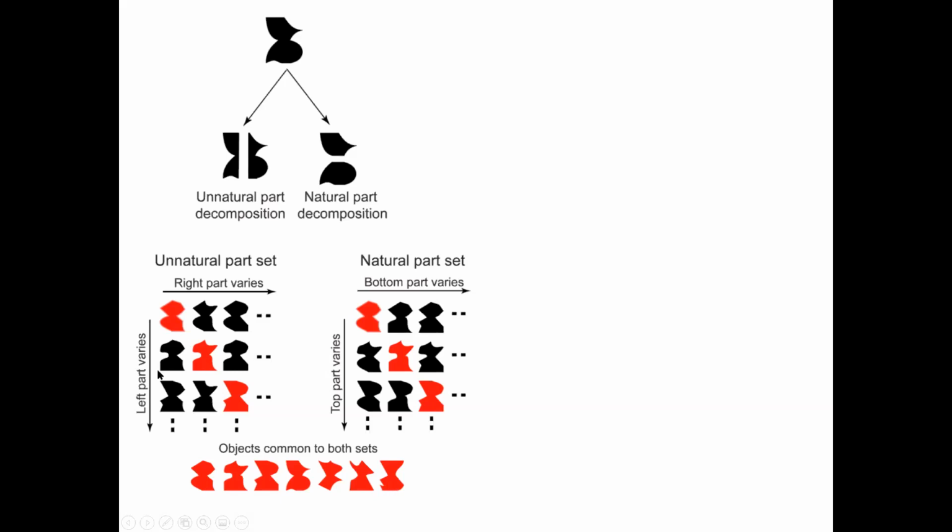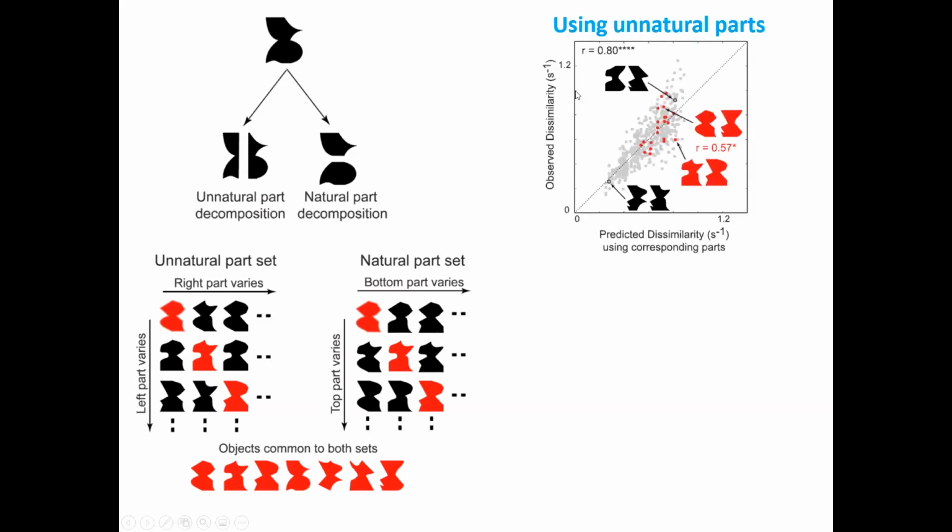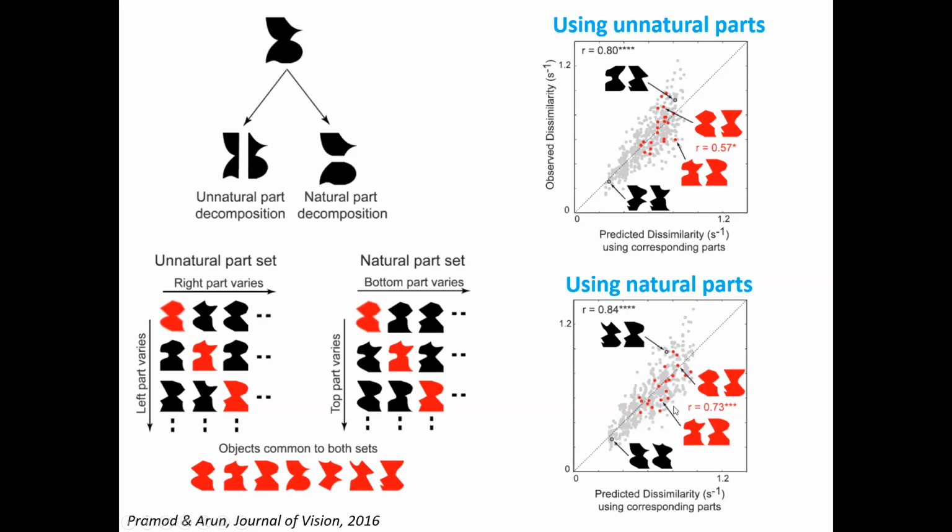And the question is, now if I build a model to explain the responses of these objects, or the dissimilarities between these objects, using the unnatural set or the natural set, which one predicts the distances between the common objects better? Okay, so that was the basic question. If you look at the whole model using unnatural parts, the red objects are the ones of interest because those are the ones that are common in both the sets. If you do this for the unnatural part set, you'll see that the common objects are predicted not so great. But if you take the natural part set, the common objects are actually predicted pretty nicely, at least significantly better than the unnatural set.